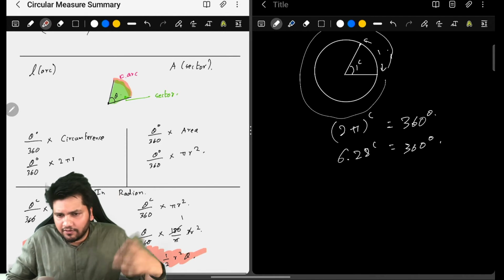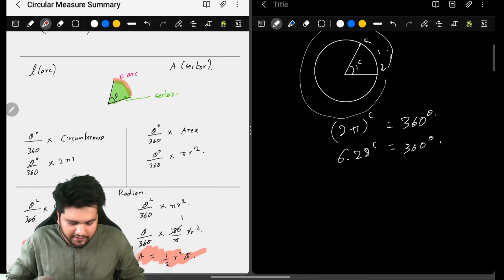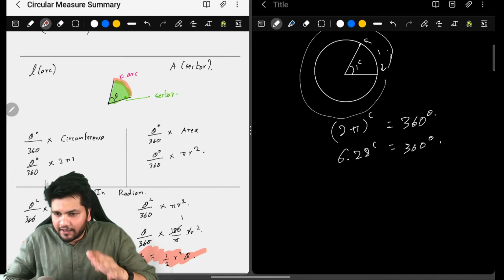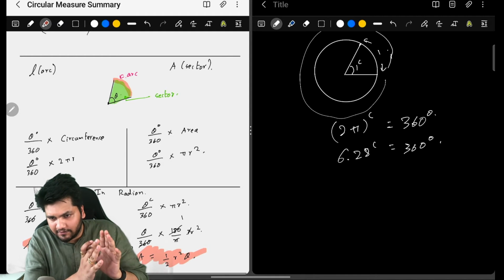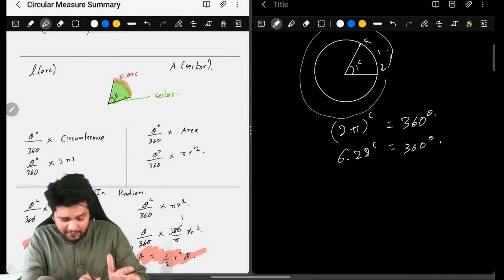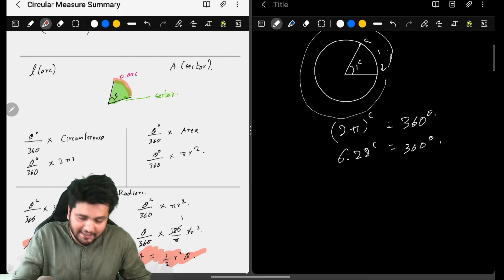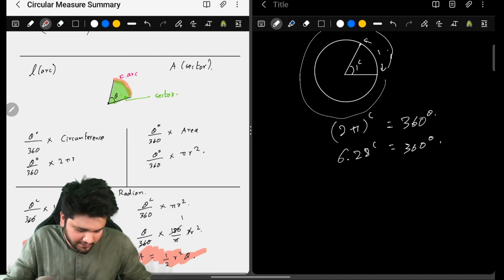Similarly, it depends on the angle, whatever it is. Again, if I talk about area of sector, it's a part of the area of a circle. So that's why it's going to be theta upon 360 into pi r square, which is the area of the circle.